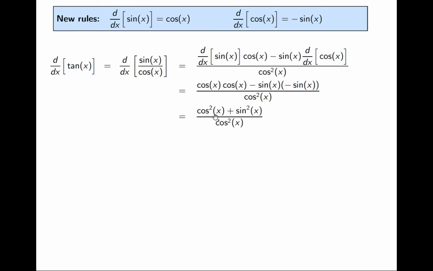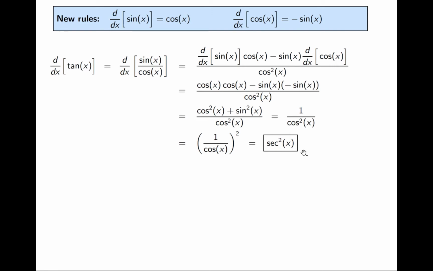So on the numerator, that's cosine squared x plus sine squared x, and that's divided by cosine squared x. But remember from our toolbox today, we have an identity, cosine squared x plus sine squared x is 1. So this is nice. This simplifies to 1 over cosine squared x, which you could write, if you liked, as 1 over cosine of x squared. And why would we do that? Well, 1 over cosine x is secant x. So we get as our final answer, the derivative of tangent of x is secant squared x.